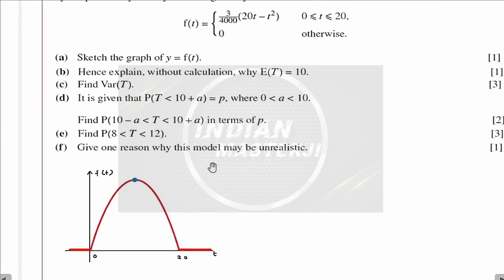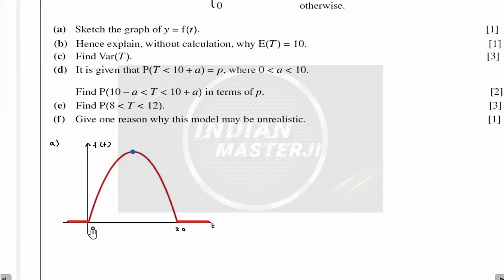Now part B. What they are saying for part B is, hence explain without calculation why E of t is equal to 10. That is, the mean of t or the expectation of t is equal to 10 without calculation. If you see this particular graph, this graph for the interval 0 to 20 actually has got a line of symmetry here, between the interval 0 to 20. So what we have learnt, if the graph of f of t has got a line of symmetry between a given interval, then the mean of that particular random variable basically will be equal to what? Half of the sum of the endpoints of the interval, correct?